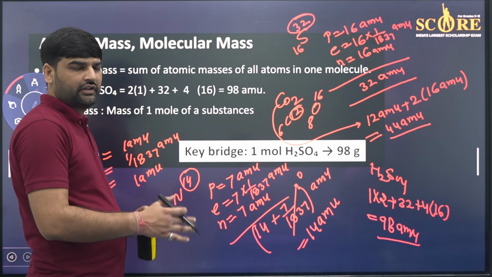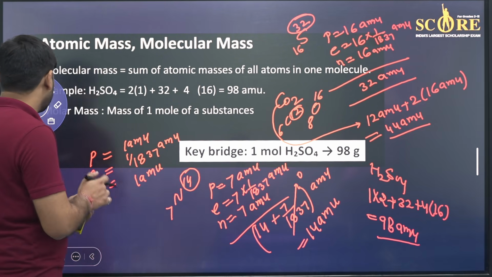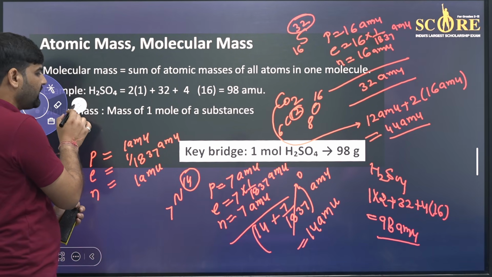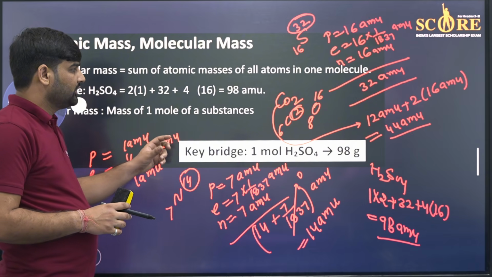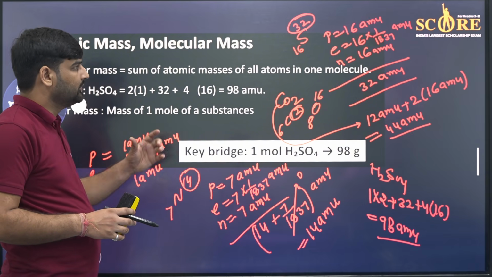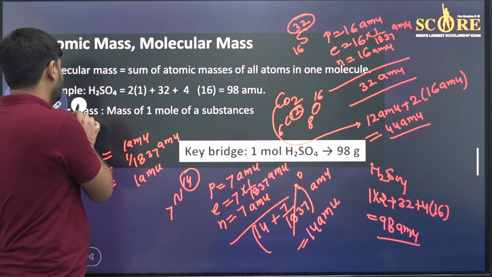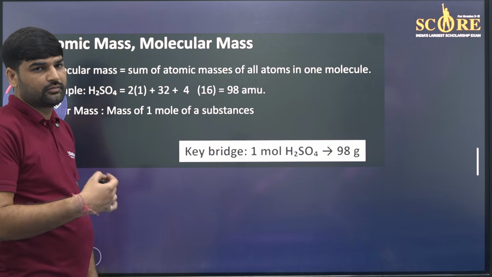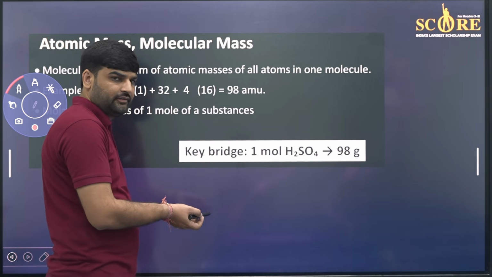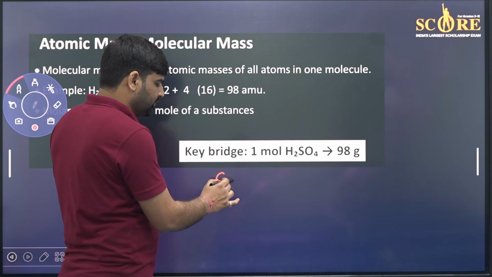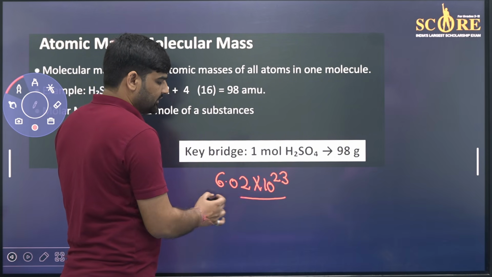Now if you understood this, then we start with molar mass. What is molar mass? What is the basic difference between atomic mass or mass of an atom, mass of a molecule, and molar mass? Before molar mass we have to understand what is mole. So mole is a quantity which represents 6.02 multiplied by 10 raised to power 23 particles.